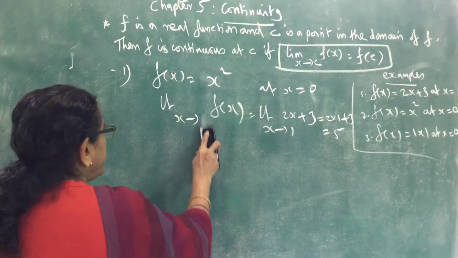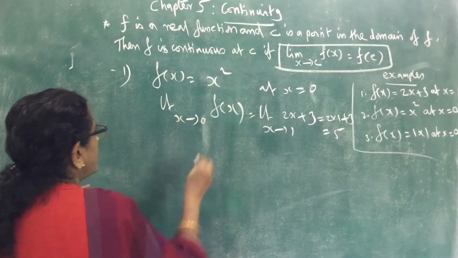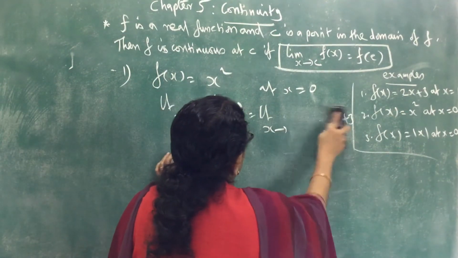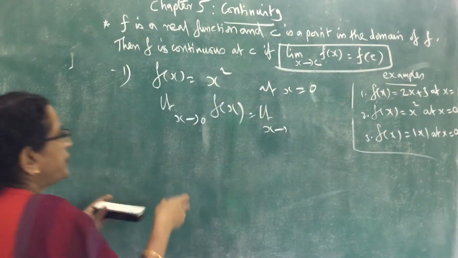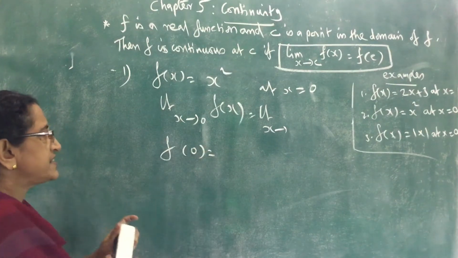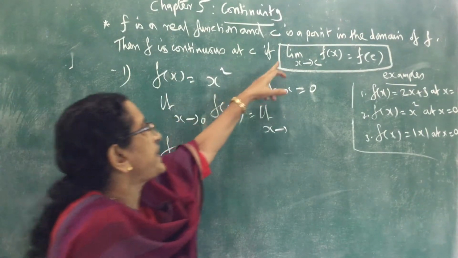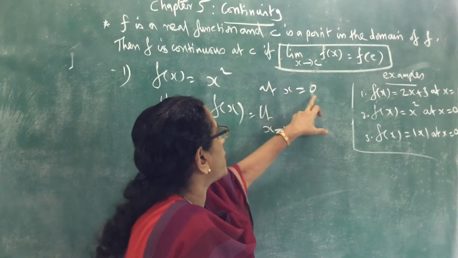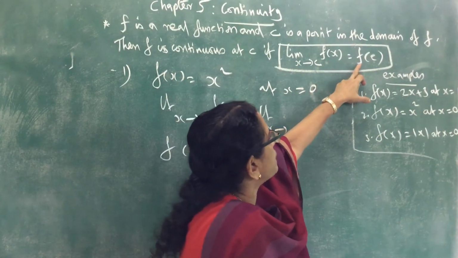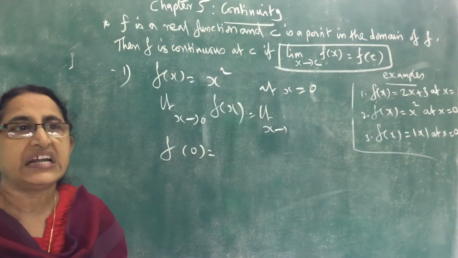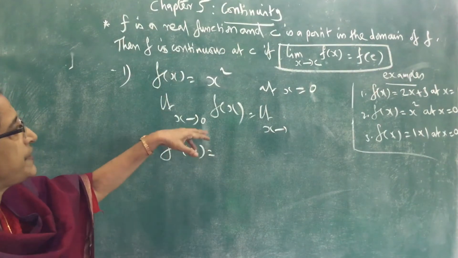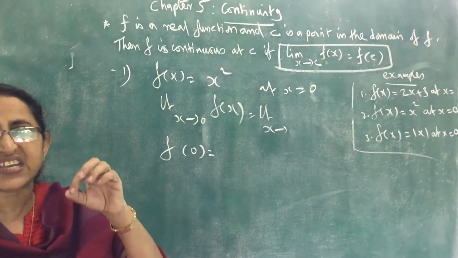So we have to find limit x tends to 0 f of x and f of 0. So this is LHS, this is RHS. Limit x tends to 0, c equal to 0 here. Both we have to find. If they are equal, the function is continuous at x equal to 0. So we have to find the limit, just substituting 0 in the place of c.